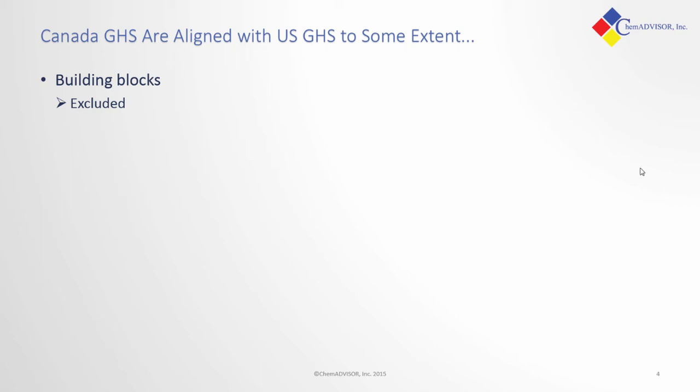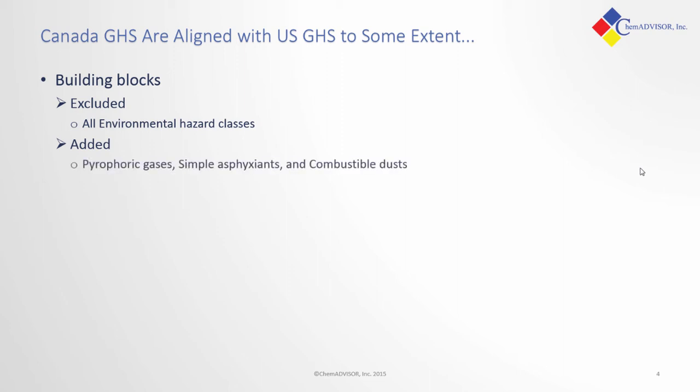First of all, in terms of the excluded building blocks, both U.S. and Canada exclude all environmental hazard classes, and that's acute aquatic toxicity, chronic aquatic toxicity, and hazardous to the ozone layer. U.S. and Canada are also aligned in what additional building blocks have been added to the scope of the regulations: pyrophoric gases, simple asphyxiants, and combustible dust.